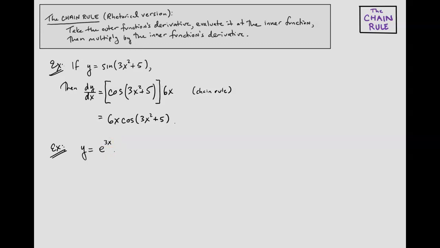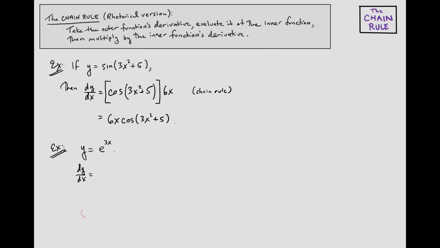If we were going to write this out in gory detail, we would say that this is e to the u, where u is 3x. Here's the inner function, and the outer function is just the exponential function e to the u. But I'm not going to go through all the gory details. I recognize it's a composition of functions, and therefore I can take its derivative using the chain rule.